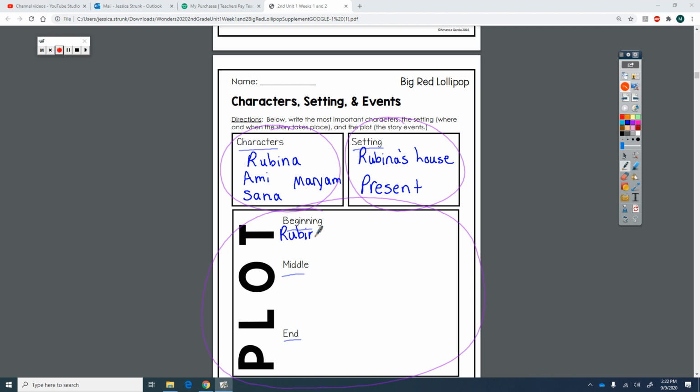We're just going to say, I'm going to fix that just a little bit. We're going to say, Rubina goes to a party and has to take her sister. Has to take Sana, that was her sister. So that was the important stuff in the beginning. She goes to that party, she doesn't want to, but she has to take her sister.